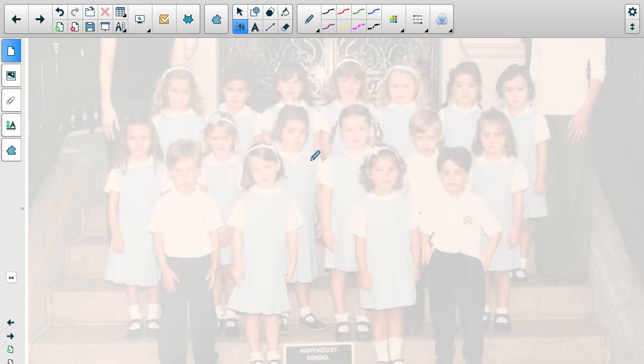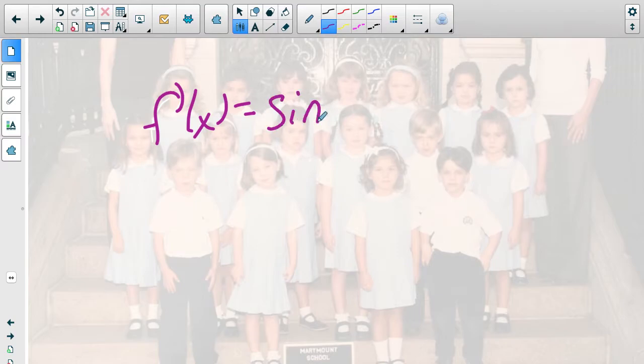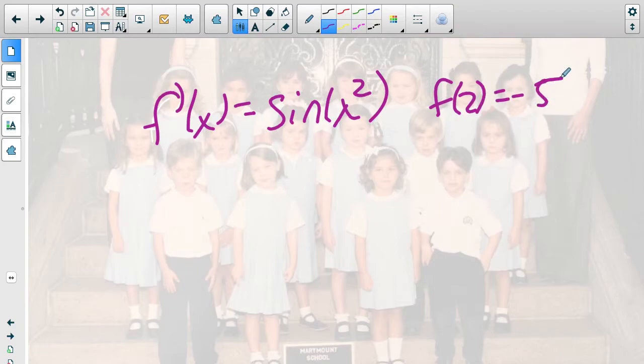All right, so we have f prime of x. That's not helpful. F prime of x is the sine of x squared. F of 2 is equal to negative 5. And I want to find f of 1. Everybody get out your calculators.